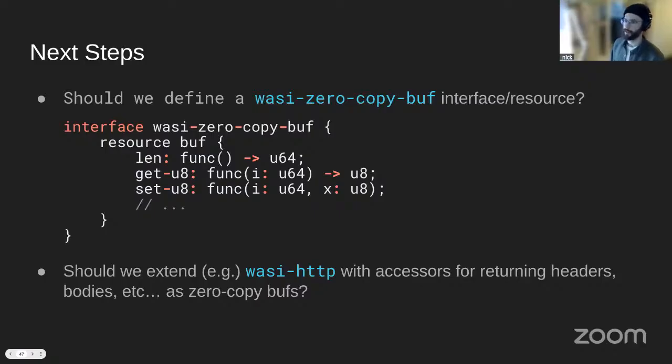And then I guess the other thing is, should we push this into WASI? Should we define a zero copy host buffer interface and resource in WASI? And once we have that, should we extend WASI HTTP, for example, with accessors for getting headers and HTTP bodies as these zero copy buffers? So that if you're in a use case where you're not going to touch the whole thing, you just want to check a little bit here or there, or do some random access, you can do that.